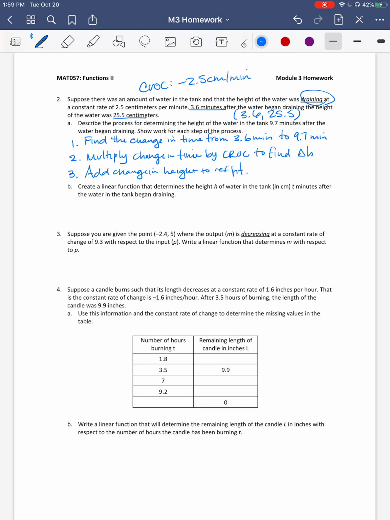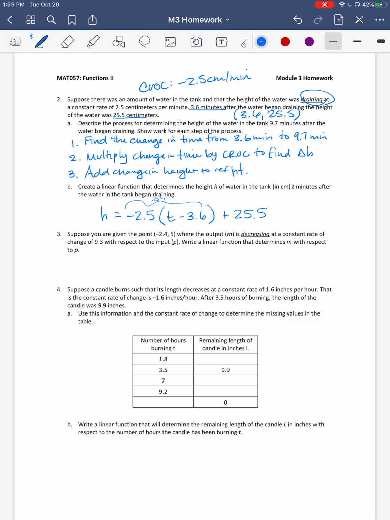So if I were to explain that as a general process, the first step is always going to be to find my change in time from 3.6 minutes. And so that's how we represent that. We're going to take that change in time and multiply it by my constant rate, which is negative 2.5. So now this piece represents my change in height. And then we're going to add it to our reference height. Again, it's just going to work the same way each time.